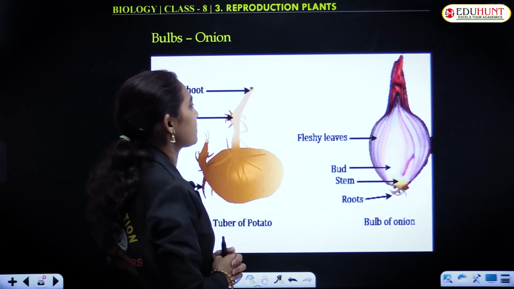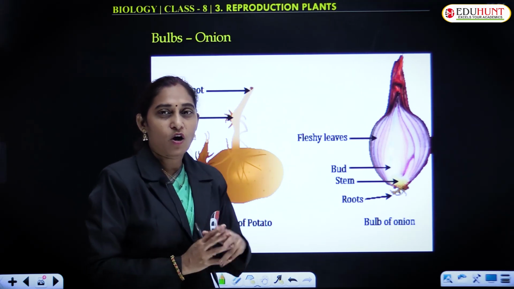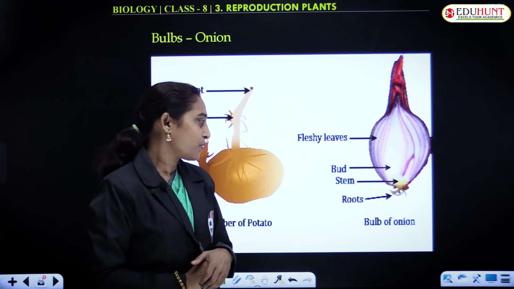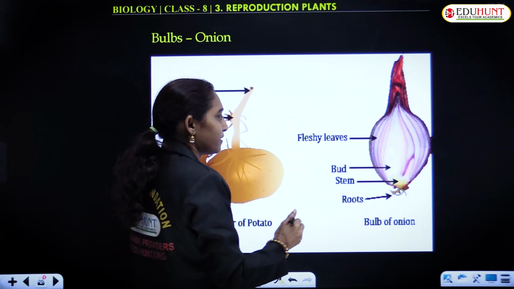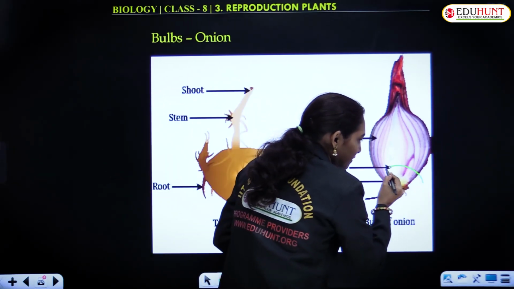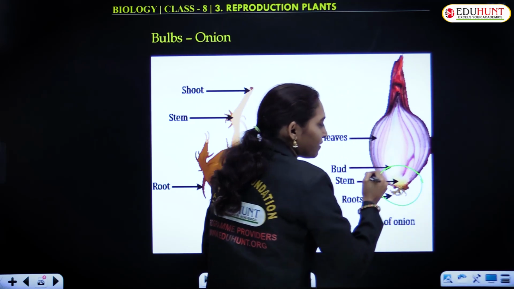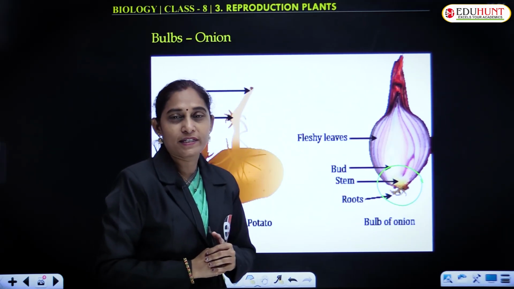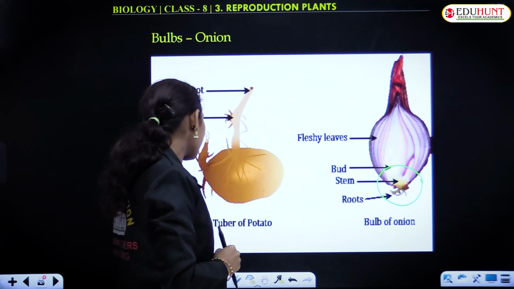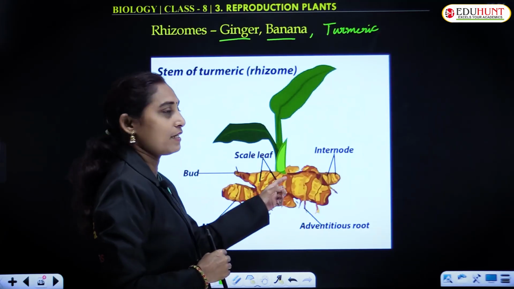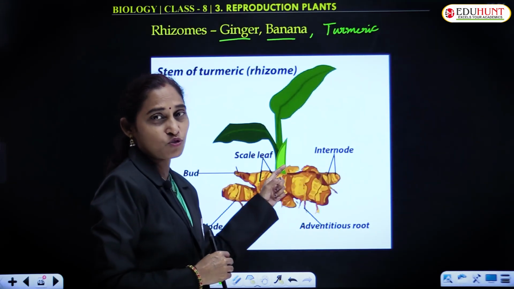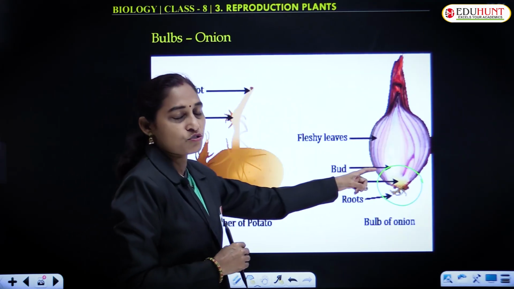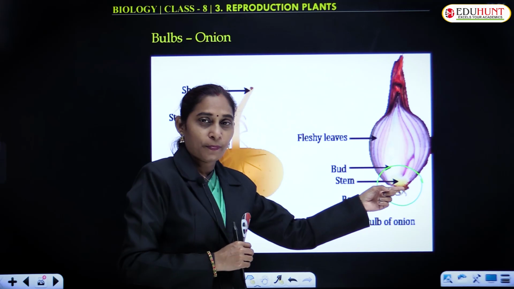And next one is bulbs, onions. Onions are the best examples of bulbs. We can say that this is the stem part. It will not store any food material. In the previous stem, that is rhizome, it stores food material. The underground stem stores food material, and bulb does not store food material.